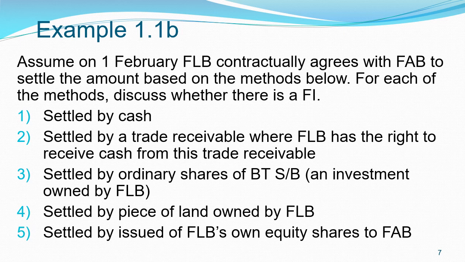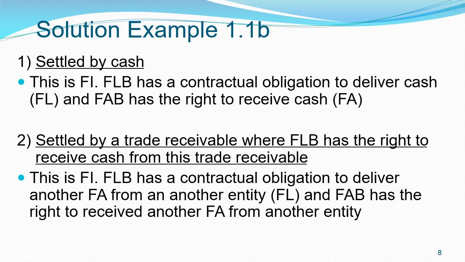The last one is settled by issue of FLB owned equity shares to FAB. For settlement number 1, settled by cash. Okay, from example 1.1 it is clearly stated there is a contractual agreement. So the contract already exists. Now we're going to look at whether it gives rise to a financial asset or financial liability.